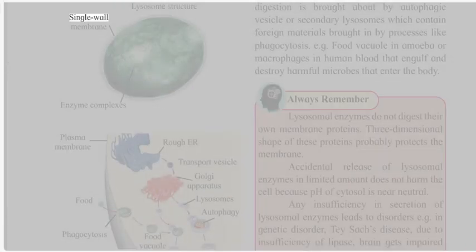Fig. 5.10 Lysosomes. Lysosome structure: single wall membrane. Enzyme complexes. Plasma membrane. Food. Phagocytosis, food vacuole. Lysosomes, autophagy. Golgi apparatus. Transport vesicle. Rough ER.